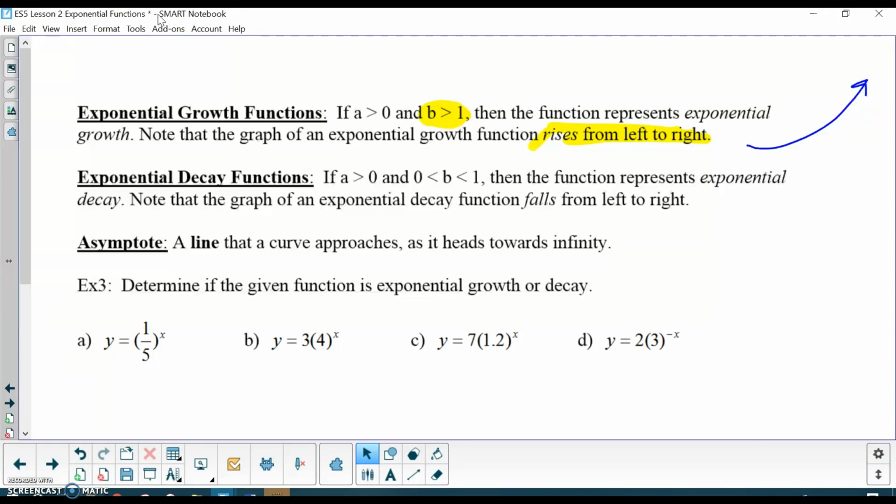Okay. If it decays, then our B value, the base of our exponent, is going to be some kind of fraction or decimal. It's in between 0 and 1. So our graph will fall from left to right. So it'll be kind of flipped upside down, going downwards. And then our asymptote is a line that the curve approaches as it heads towards infinity. It will never touch the asymptote.